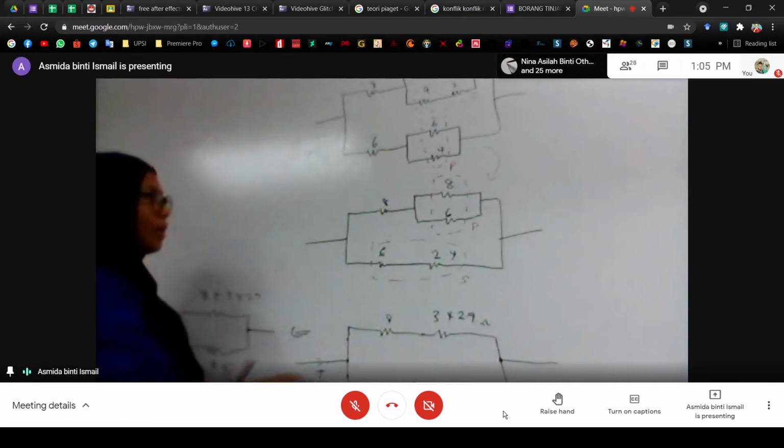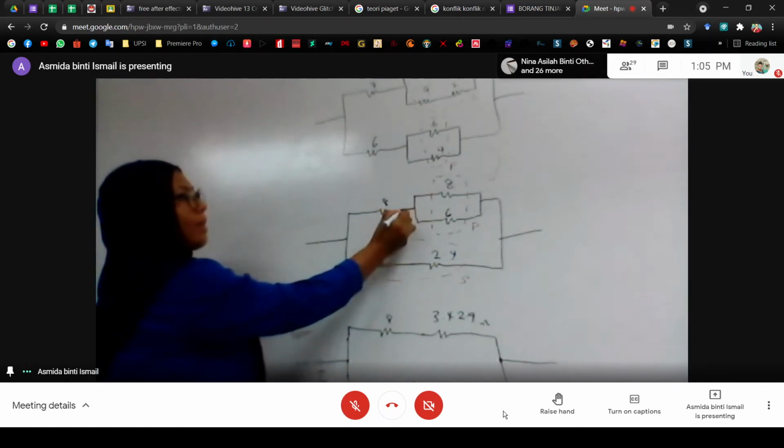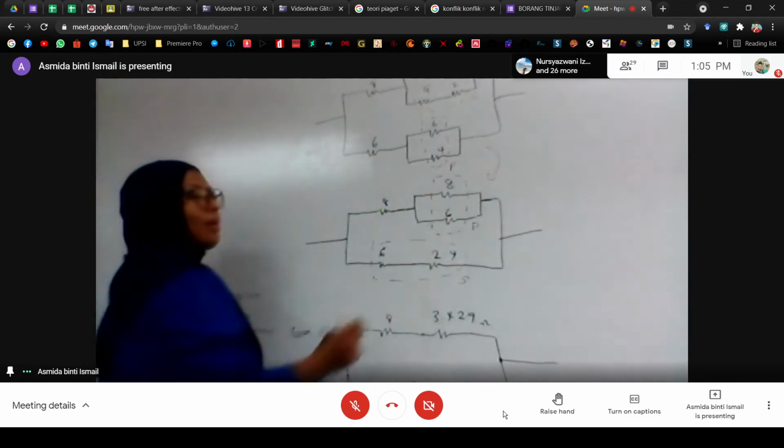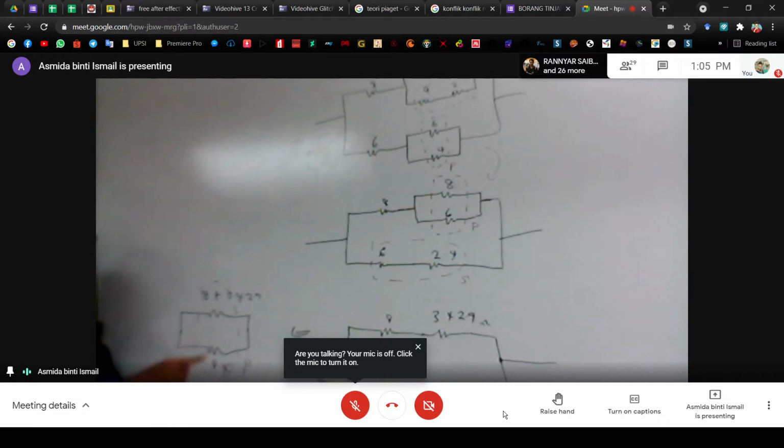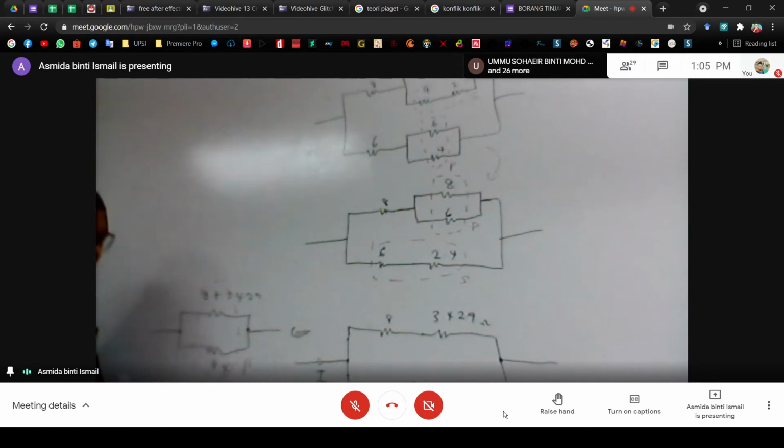You can see this wire, right? Okay, same like this. Lain lah kalau tak ada wire ni. Tak ada wire ni memang dia series. Okay, but you have this wire. So if you have this wire, means that it's a parallel. Okay, it's a parallel.